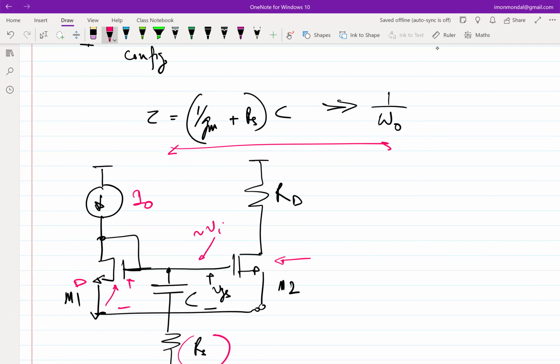RS you cannot change, it is given by the source. 1 over Gm, I wouldn't like to touch to the first order, because if I change the M1 Gm, M2 Gm is going to change. They're identical. Which means that the only handle that I have is the value of the capacitance. I would have to increase the capacitance to a humongous amount depending upon the time constant I want, and that is costly, right? The cost of your cell phone will go up.